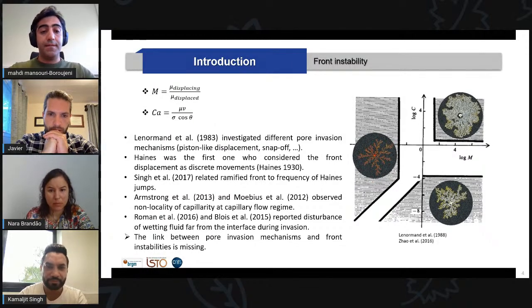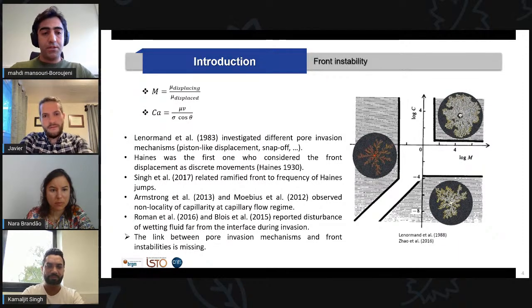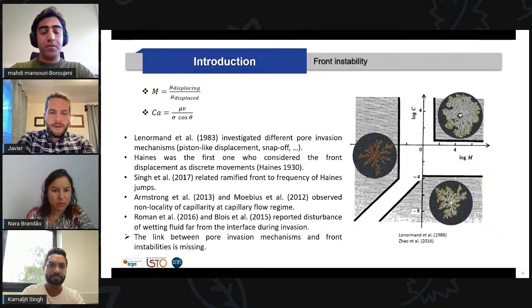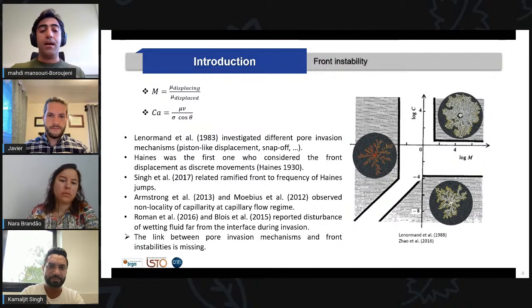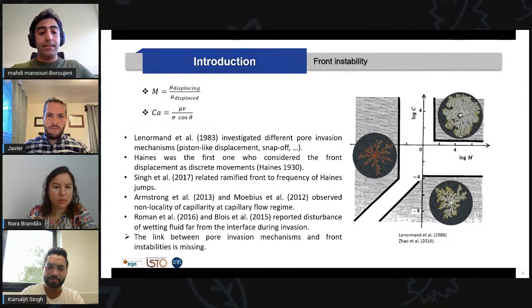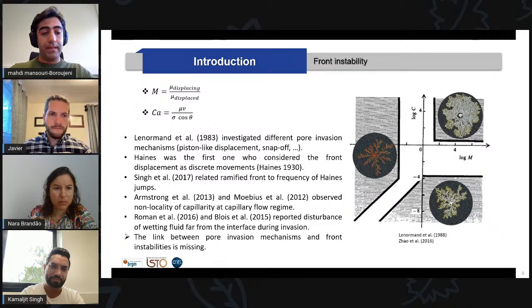Lenormand investigated different pore invasion mechanisms at different flow conditions. Haynes was the first to understand that the apparent smooth movement of the interface at some conditions is not valid, and the interface is jumping through the porous medium with a rapid movement. Singh et al. related the frequency of these Haynes jumps to the ramification of the front, and Armstrong and Moebius et al. observed the non-locality of the capillarity effect in porous media.